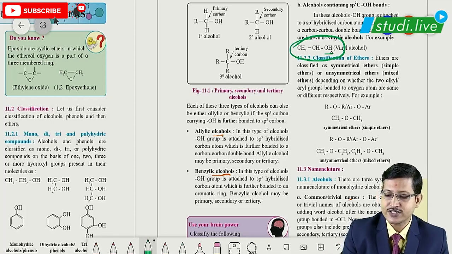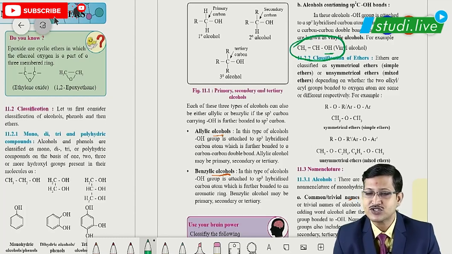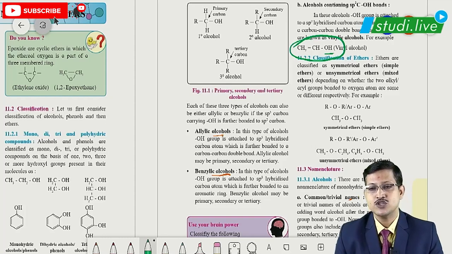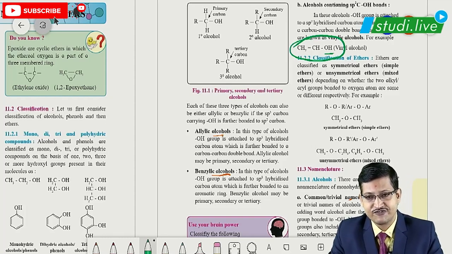So here OH is attached to a carbon which is attached to the next carbon by a double bond, isn't it? And that is what makes it a carbon which is sp2 hybridized. This is a carbon which is sp2 hybridized and attached to OH. So this, together, is the classification of alcohols and phenols.